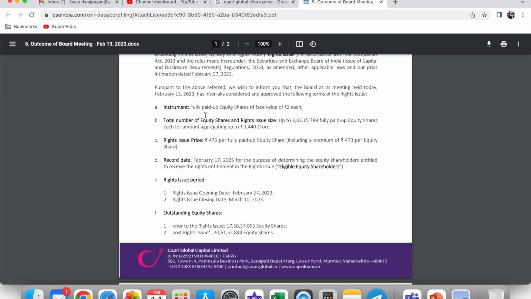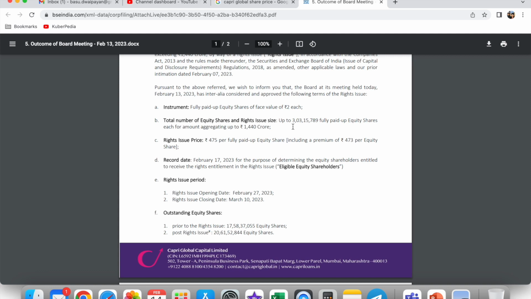Number 3, the face value is going to be 2. That's not something we are bothered about, and the amount that the company is trying to fetch from the market is 1440 crore rupees. So with this 1440 crore rupees, the company will dilute the shares. Before the rights issue, the company has, you can see, 175837055 shares. This is what the company has before the rights issue, and after the rights this is going to increase from 17 to 20. So that is what the company is adding the shares for.